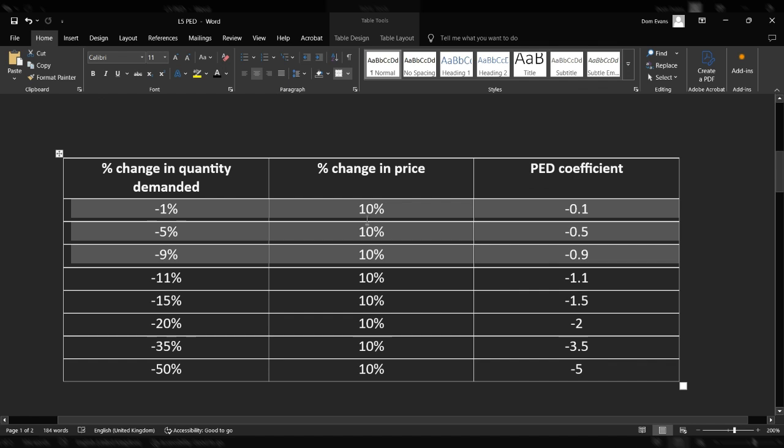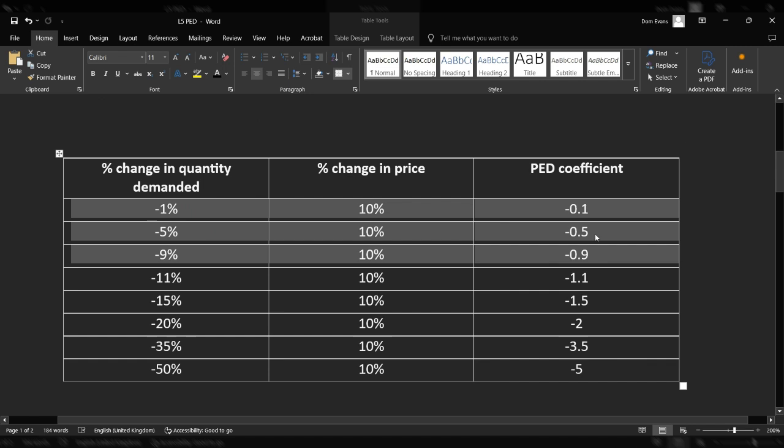So what we're saying here is if I put my price up by 10%, in each of these the change in quantity demanded is proportionally less than the 10% change in price, right? So if I put my price up and consumers really don't respond very much to that at all, I might only lose 1% of demand. My PED coefficient is minus 0.1. Okay, a 10% change in price, if I lose 5% of my customers, my PED coefficient is minus 0.5.